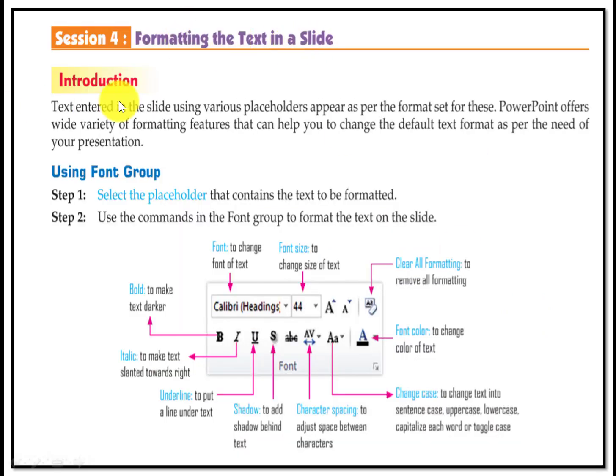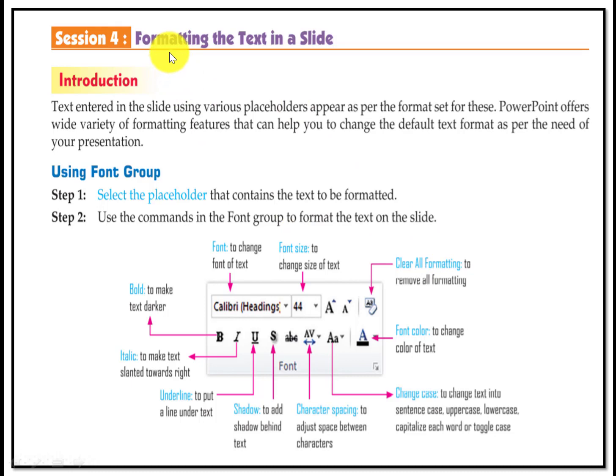Formatting the text in a slide. Formatting means doing some changes in your text: the color of the text, the size of the text, changing the font, changing the position of the text, and making the text bold, italic and underlined. This is called formatting.